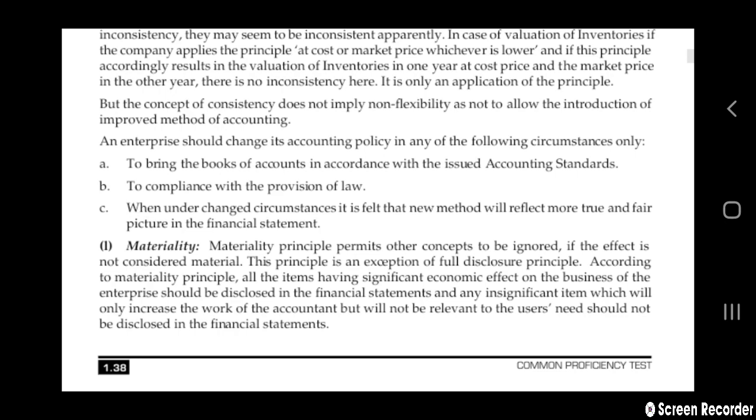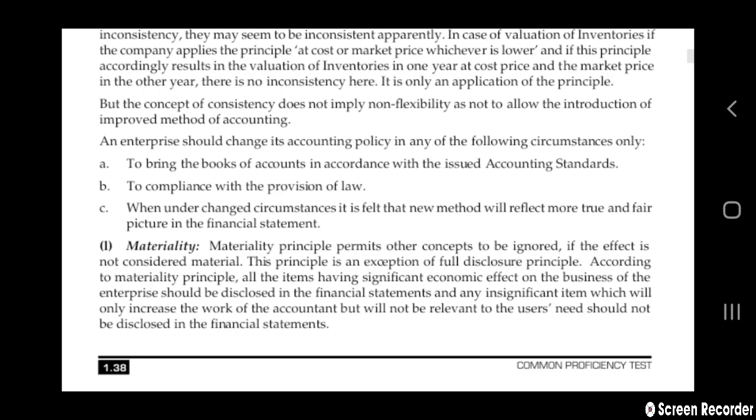Next, the topic is materiality. The materiality principle permits other concepts to be ignored. If the effect on the accounting is not considered material, this principle is an exception. It will be an exception to fulfill the disclosure principle.